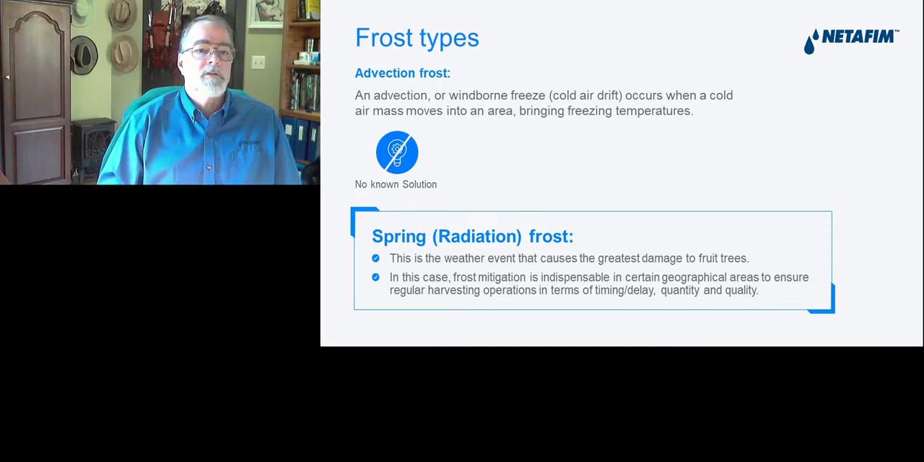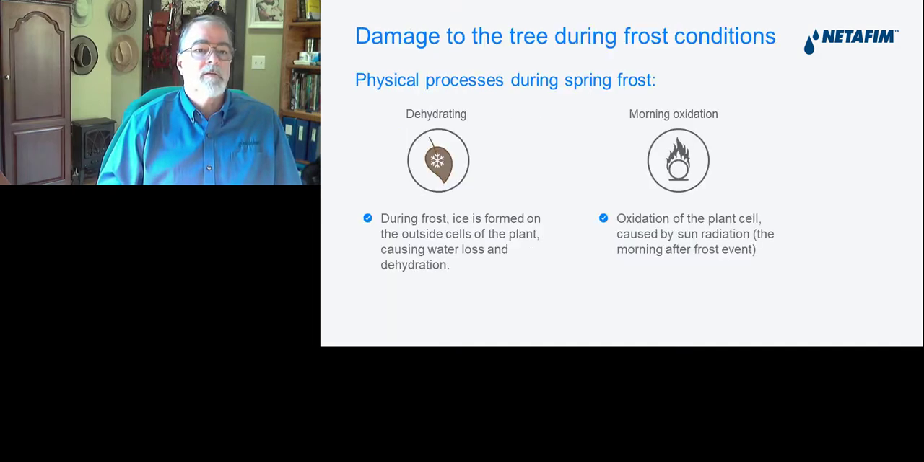So the damage to the trees during the frost conditions are the physical processes that happen during the frost, and that's the dehydration effect. So during the frost, the ice is formed on the outside cells of the plant, and it causes a water loss and dehydration. So we get cell breakage. The morning oxidation, now it's going from freezing to evaporating. So we've got oxidation of plant cells from the sun's radiation, and that causes even more damage.